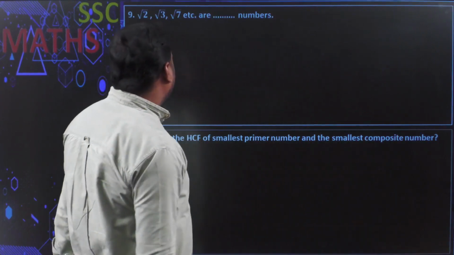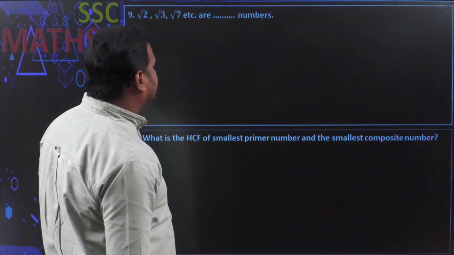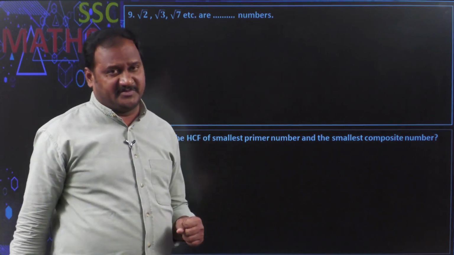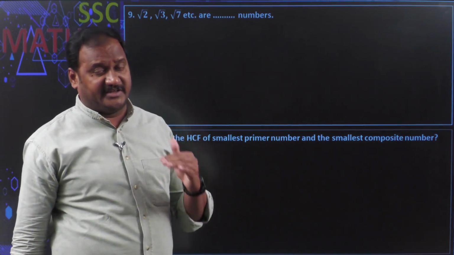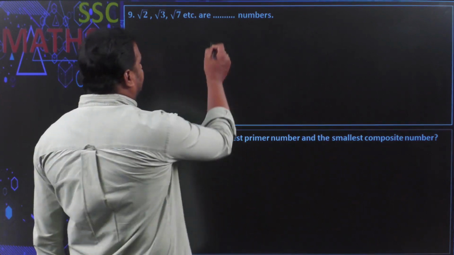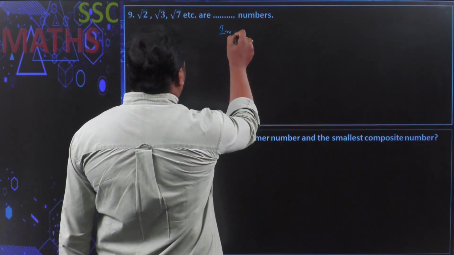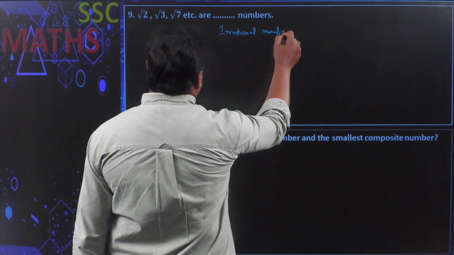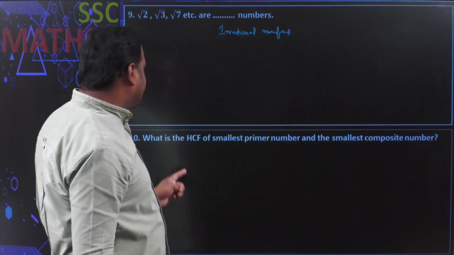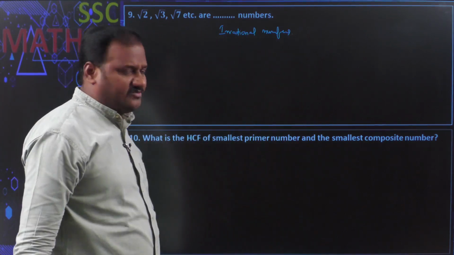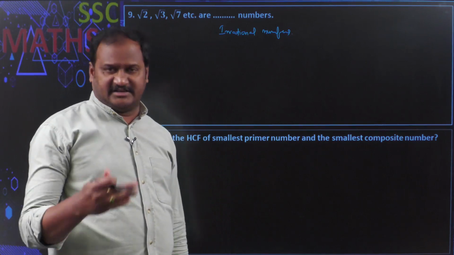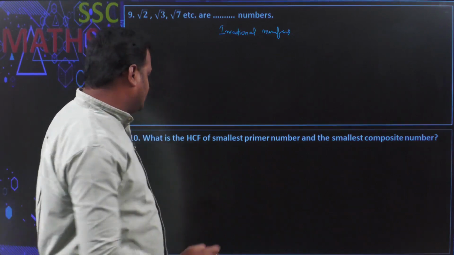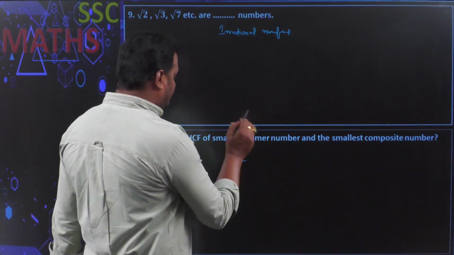Coming to the next one, root 2, root 3, root 7, etc. are what kind of numbers? See, these numbers are not in the form of p by q, where q is not equal to 0 and p, q are integers. Therefore, these kinds of numbers are said to be irrational numbers. And what is the HCF of the smallest prime number and the smallest composite number? What is the smallest prime number? 1 is not a prime number. 2 is the smallest prime number, and it is an even prime also.